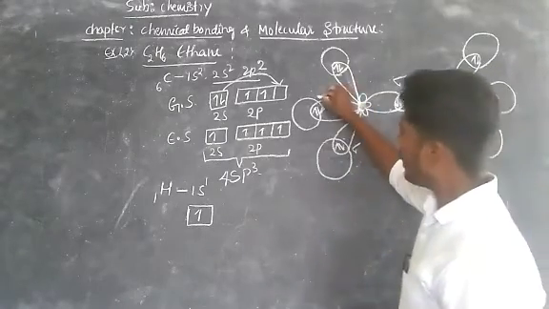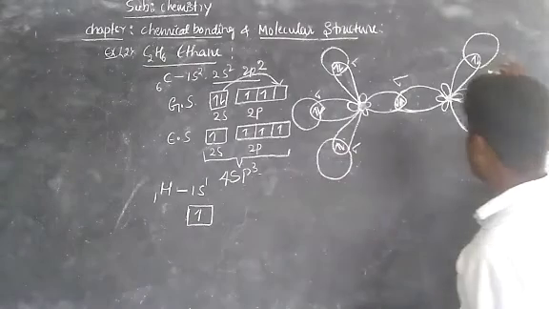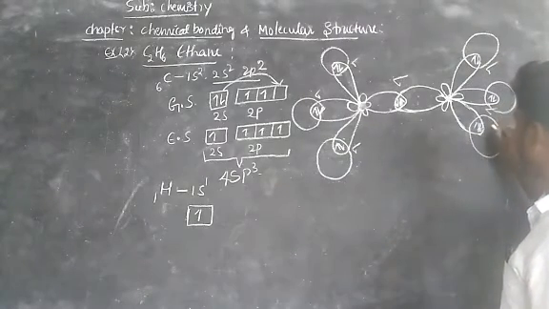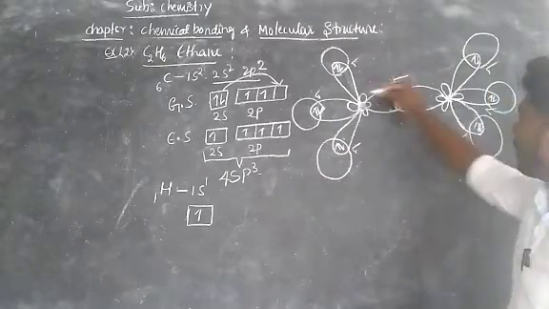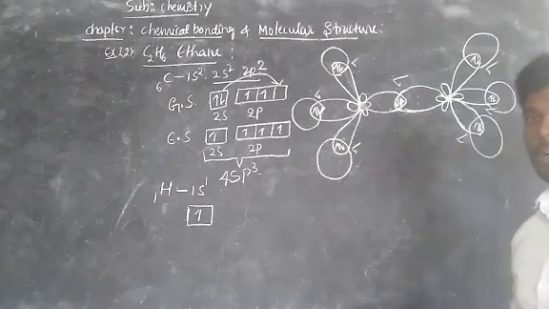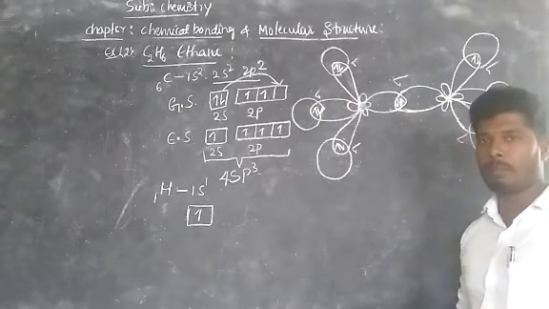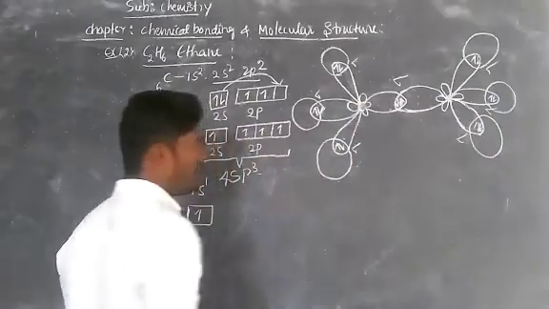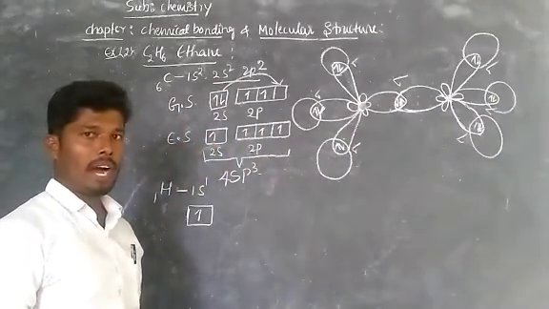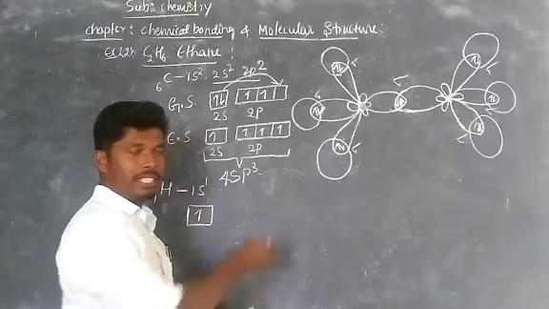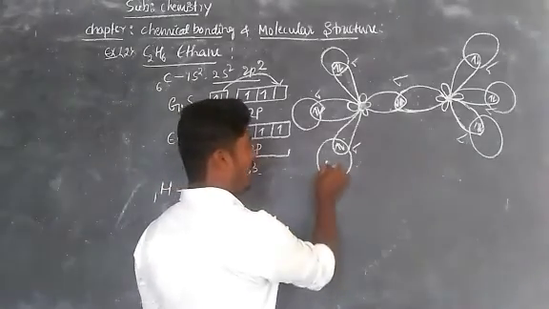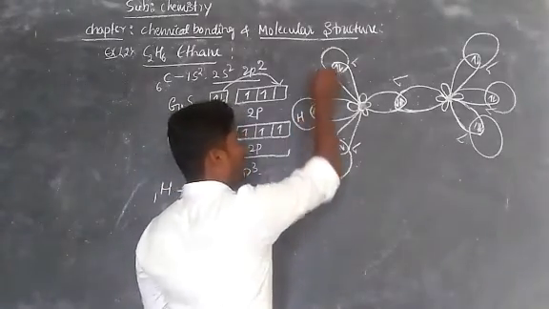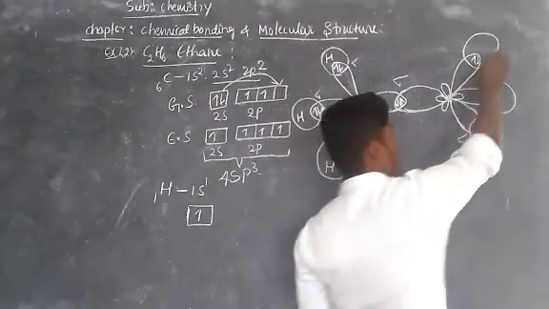Okay, so similarly here, all are sigma bonds. How many sigma bonds are there totally? 3 plus 3, 6, plus 1, 7 sigma bonds. In the previous case, 4 sigma bonds. Okay, this is the formation of the ethane molecule by overlapping of orbitals. Now, this structure can be written like that. Here hydrogen, right? Hydrogen s orbitals.